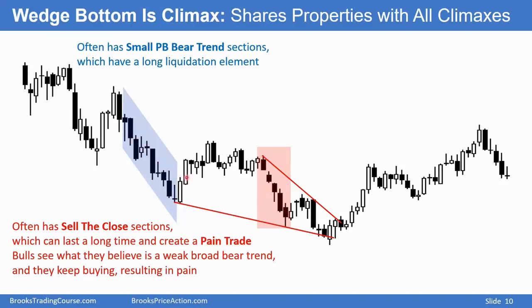The bulls see this reversal up. They start assuming we'll get a major trend reversal, yet the market keeps going down. So the bulls who are buying are experiencing a lot of pain, and pain trades usually have at least two legs, one pullback, two.